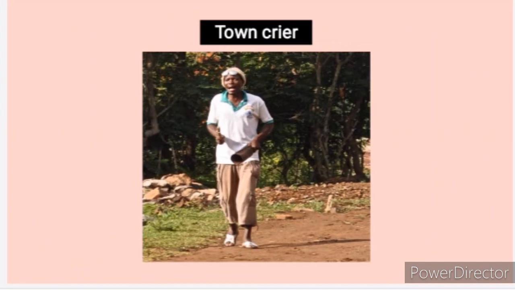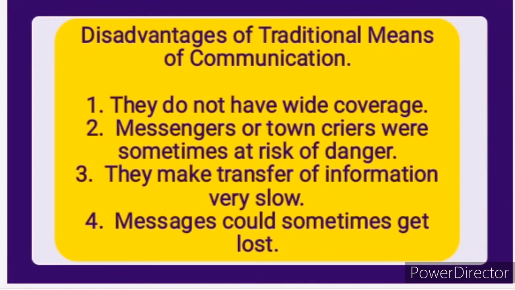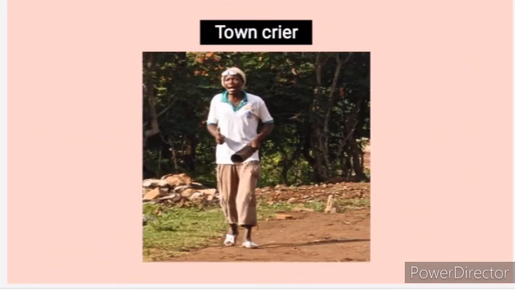And the third one I have here is that traditional means of communication made transfer of information very slow. So the town crier would have to walk around the village or around the city, and each street would have to wait till the town crier gets to their street before they know the message that is being passed. So the passage of information was very slow.